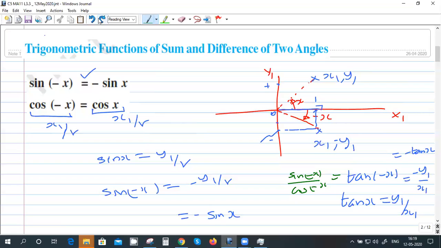So on sine of minus x, we already know the minus sign will come out, and cos will just absorb the sign. And sine by cos is tan. This is minus tan x. So this is also you can prove that tan of minus x is minus tan x. So even in the case of tan x, the minus sign will come out. Only cos it will disappear.